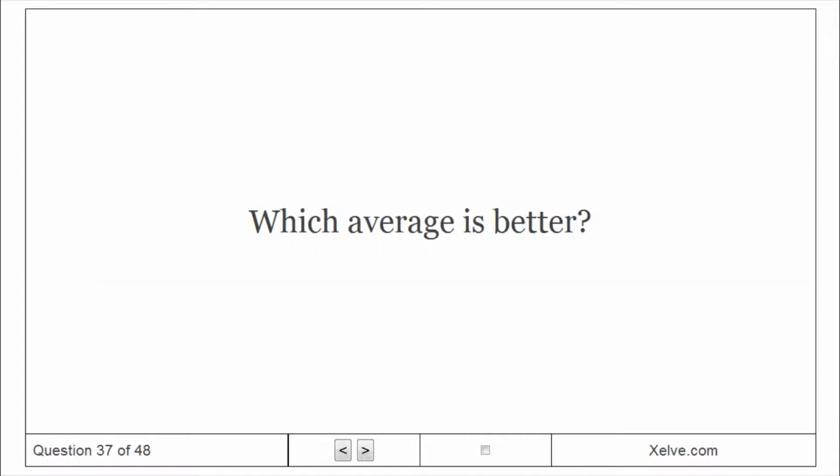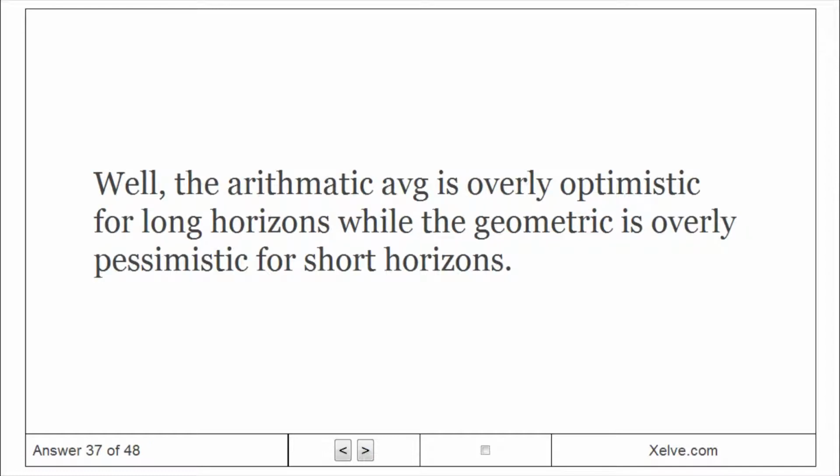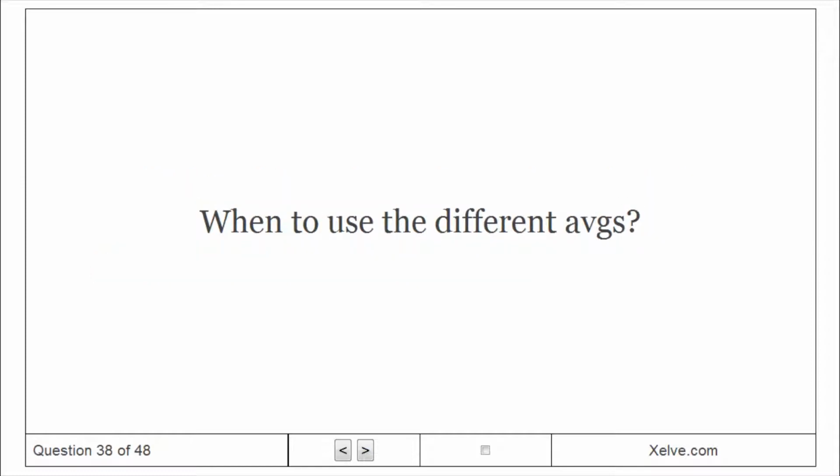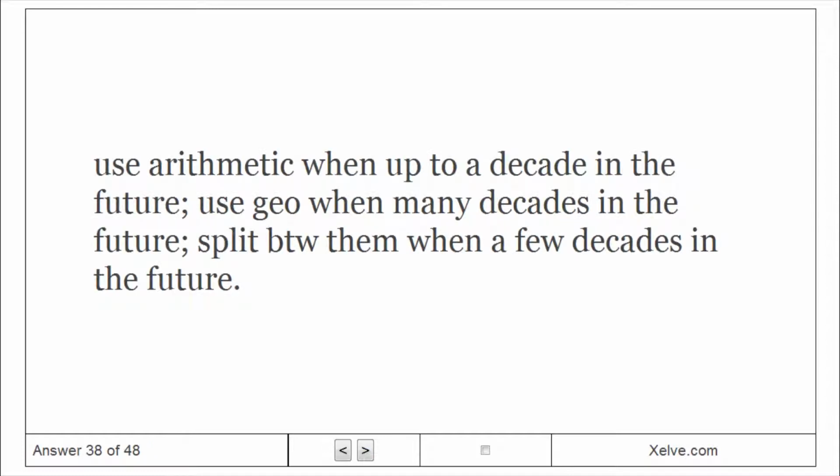Which average is better? Well, the arithmetic average is overly optimistic for long horizons while the geometric is overly pessimistic for short horizons. When to use the different averages: use arithmetic when up to a decade in the future. Use geometric when many decades in the future. Split between them when a few decades in the future.